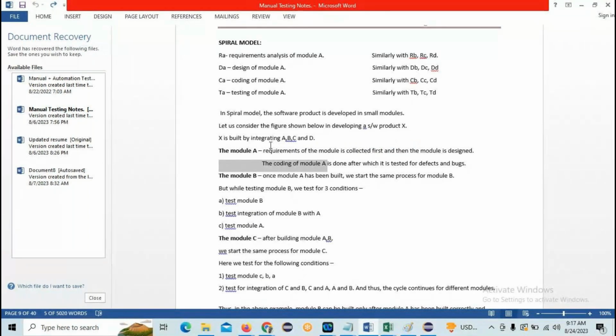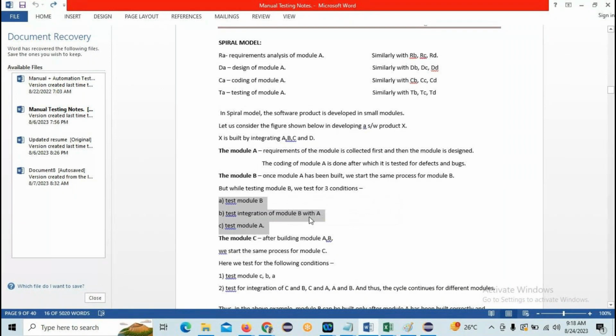Now we came to module B. Requirement, design and coding will be the same as module A, but testing will be a little different. Whenever you are testing module B, first you have to test module B and you have to test the previous modules as well. What is the previous module? Module A. So we have to test module B, module A, and the combination of both, which is nothing but integration of module B with A. In three conditions we have to test module B: module B, the previous module A, and the integration of B with A.